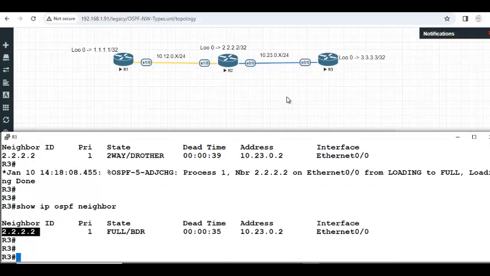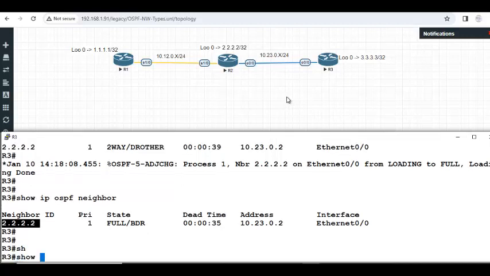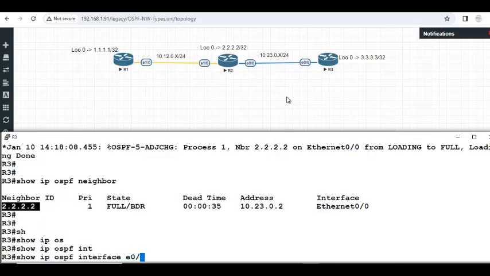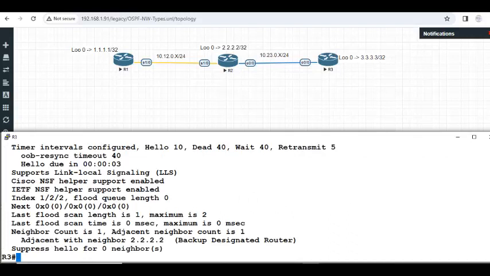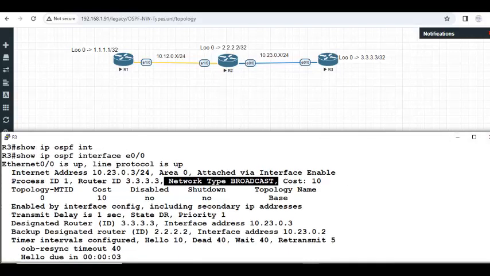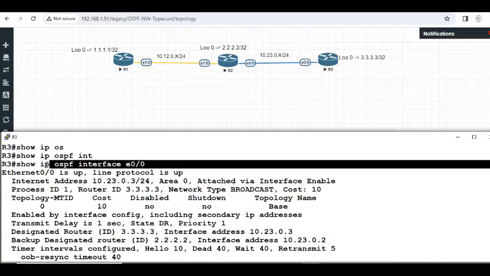Network type is broadcast. See here, show IP OSPF interface Ethernet 0/0. You see, the network type is broadcast. Got it, sir? What command did I use? Show IP OSPF interface and then the interface name. The network type is broadcast.